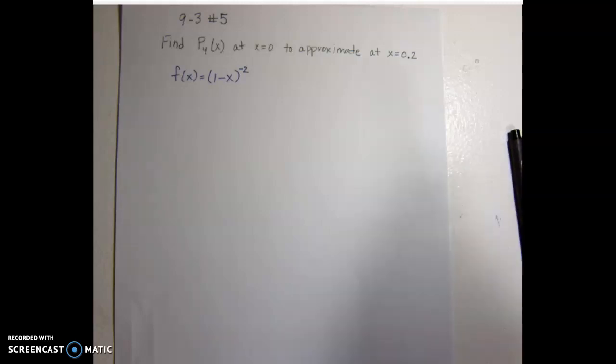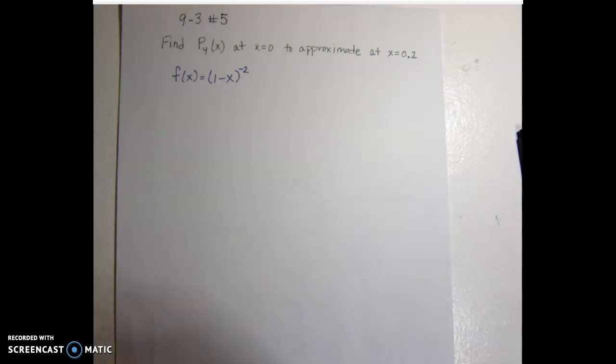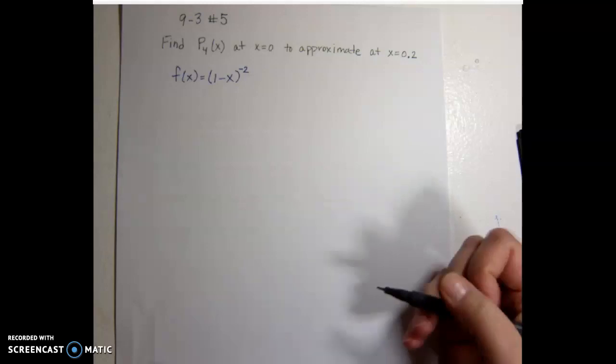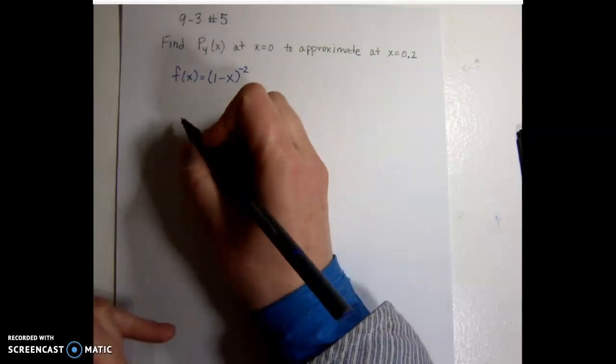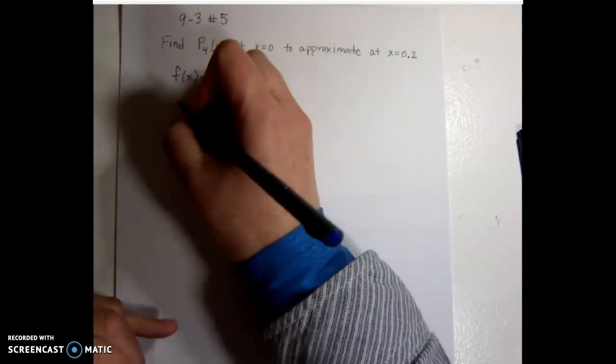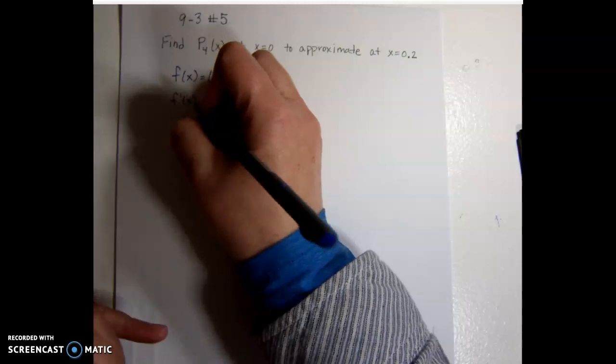I had a question about 9.3 number 5, which is using a fourth degree Taylor polynomial centered at x equals 0, so a Maclaurin series, to approximate the function at x equals 0.2. So if we're doing a fourth degree, we need to get 4 derivatives. So I'm going to take 4 derivatives first of my function.